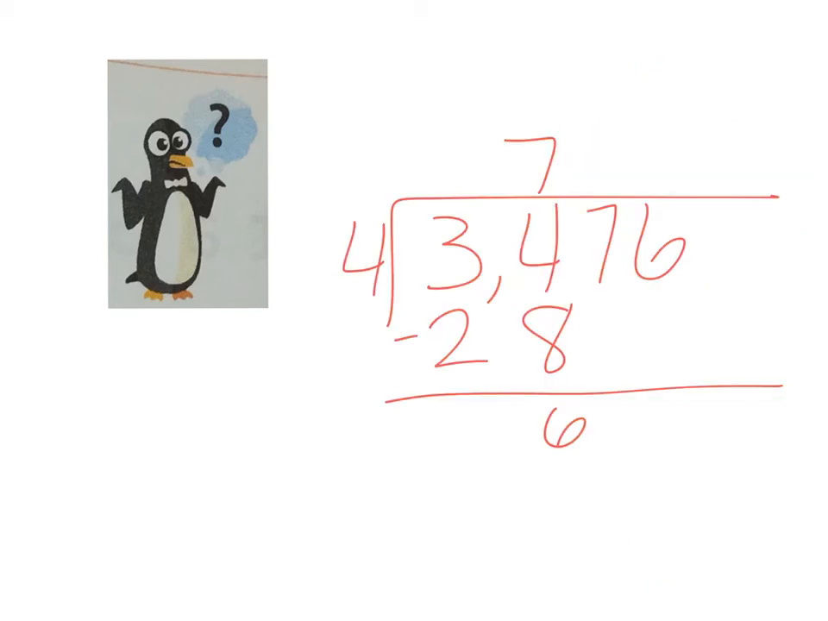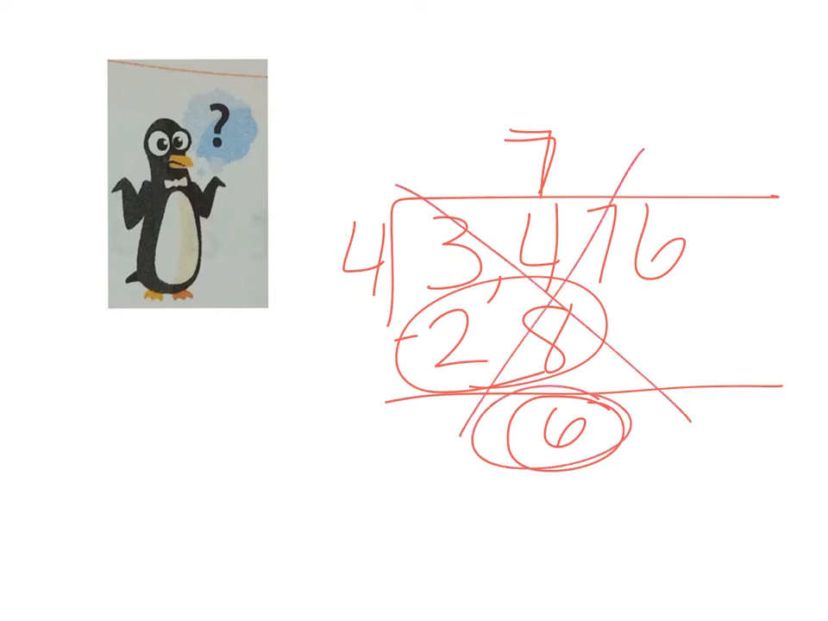Puzzled Penguin now understands that if he puts his quotient up top and then multiplies and gets an answer that when subtracted has a larger remainder than our divisor, like we did here, then he knows he is not correct. You cannot have a larger remainder than your divisor.